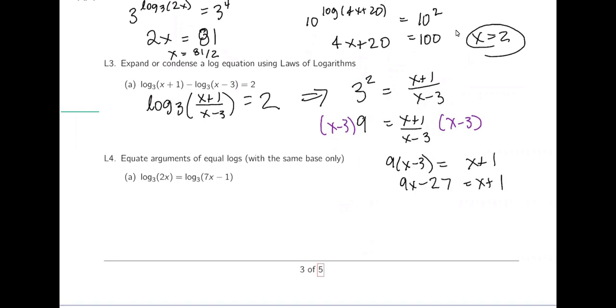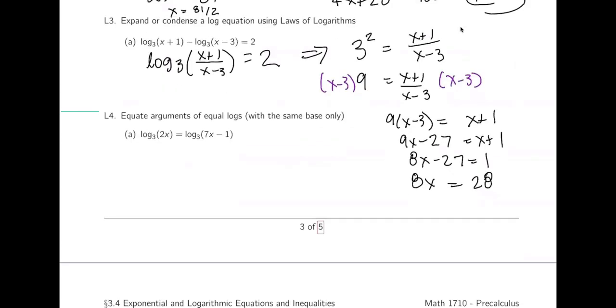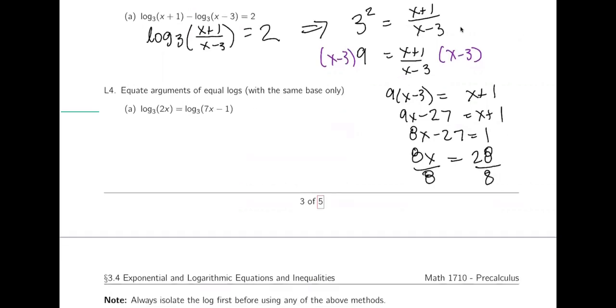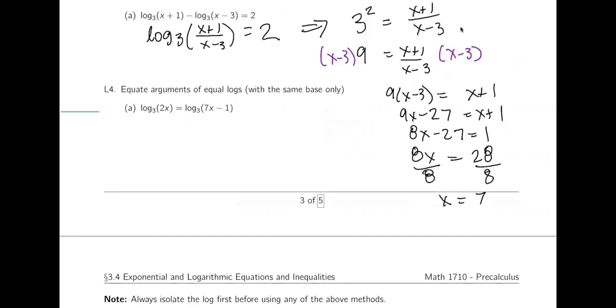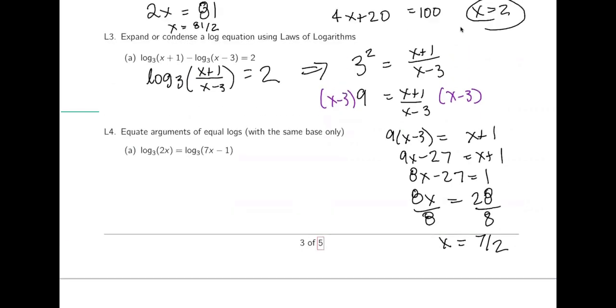And now I can get those x's together, and I'm going to subtract an x and say that 8x minus 27 equals 1. I can add 27 to both sides and get that 8x equals 28, and then we'll divide by 8. And when this simplifies out, I think we're going to get x equals 7 over 2. We'll have to find some common factors. There's a 4 in both of those. If I divide the numerator and the denominator by 4, I'll get 7 over 2. So that is my answer.